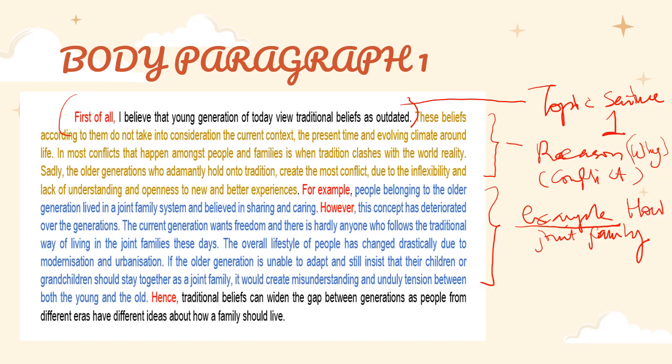On the how, the conflict is seen, the gap is seen, when you mention that. And then the tie-up sentence. This is the concluding sentence, where you mention the link here: traditional beliefs are there, widen the gap, conflict is seen.